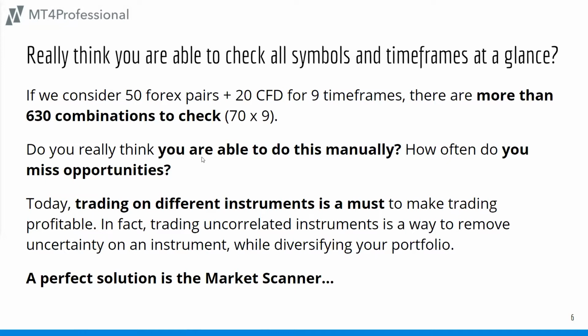So trading with different instruments is a must in today's environment, because trading uncorrelated or decorrelated instruments is a way to remove uncertainty in the market. It's like balancing out your portfolio. It removes uncertainty of instruments and it diversifies your portfolio at the same time. So a perfect solution for that is an automated market scanner.